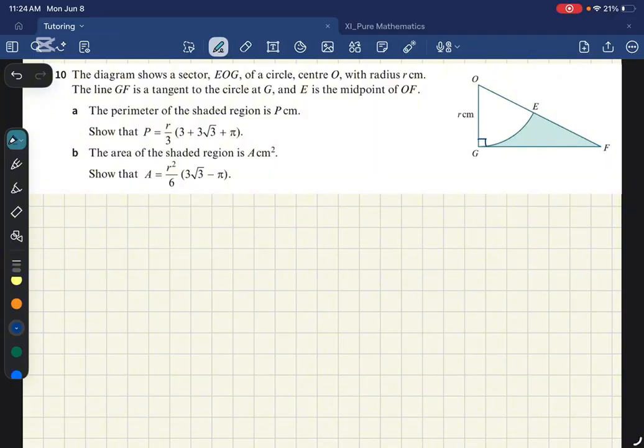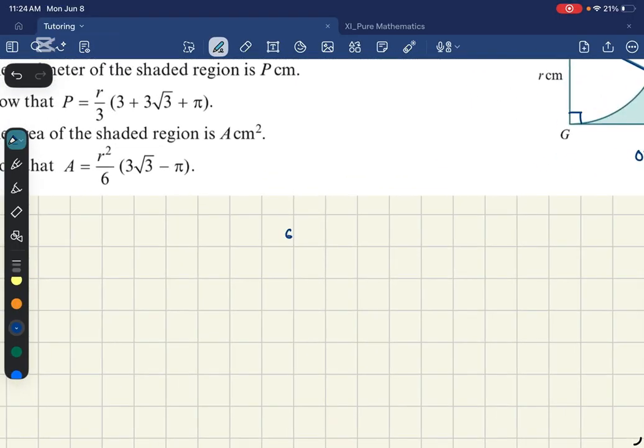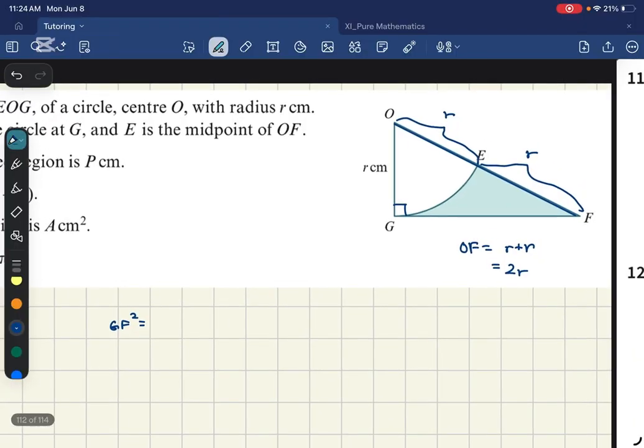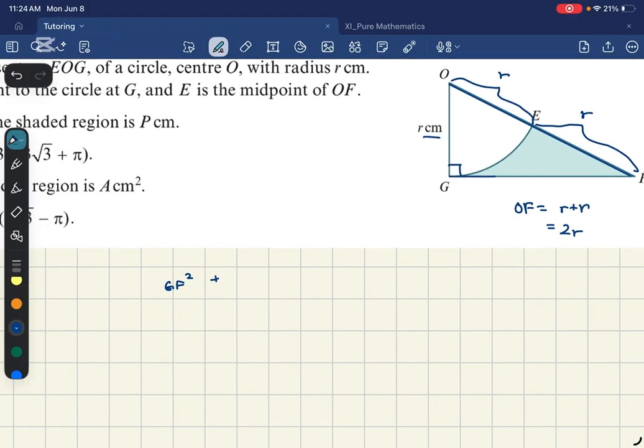And E is the midpoint of OF. So we know that this is also the radius. And because E is the midpoint, this must also be R. So in total, OF must be R plus R, which is 2R. So OF is this part. And using the Pythagorean theorem, we can find GF, right? GF squared, which is this part, plus this part: GF squared plus R squared is going to be OF squared.